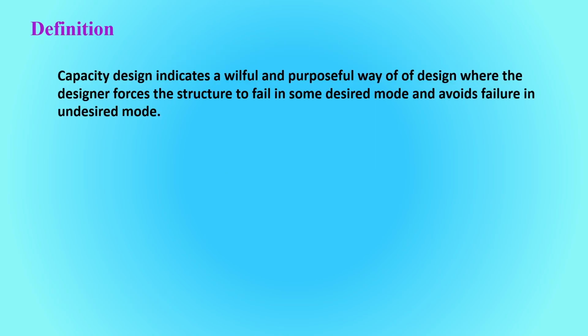So the definition goes like this: capacity design indicates a willful and purposeful way of design where the designer forces the structure to fail in some desired mode and avoids failure in some undesired mode. When a structure fails, all the failure modes may not be desirable. Those modes which give us early warning of failure, those modes which can undergo large deformation without failure, and those modes which can give us energy dissipation through ductile failure are the desired modes of failure.